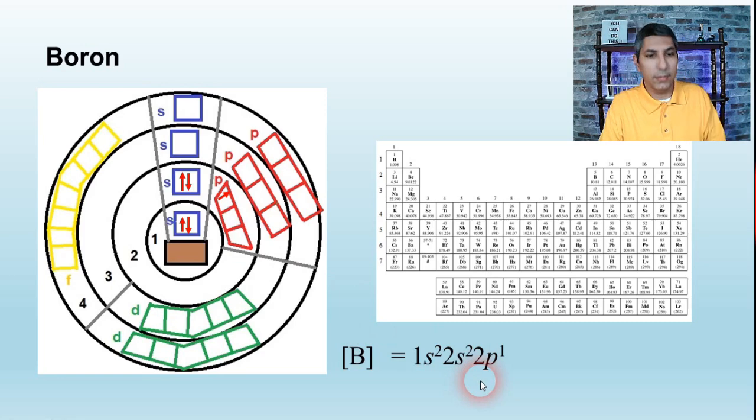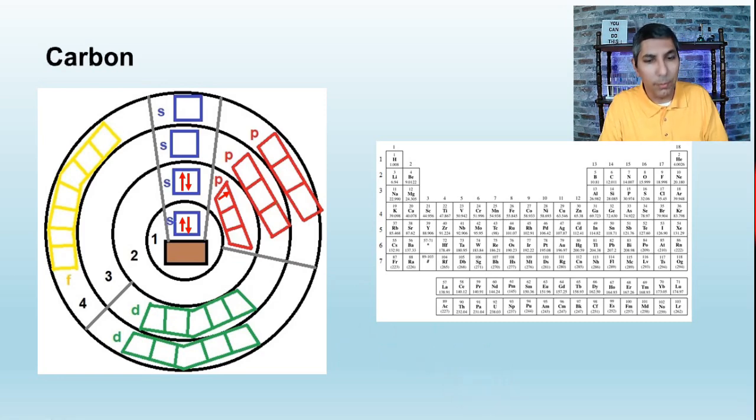Now let's try the next element. The next element is carbon. Now, where do you think carbon is going to sit? Well, you might think it would sit right next to boron there, but as it turns out, carbon actually sits in the next box over, right there. Now you might wonder, why is that?